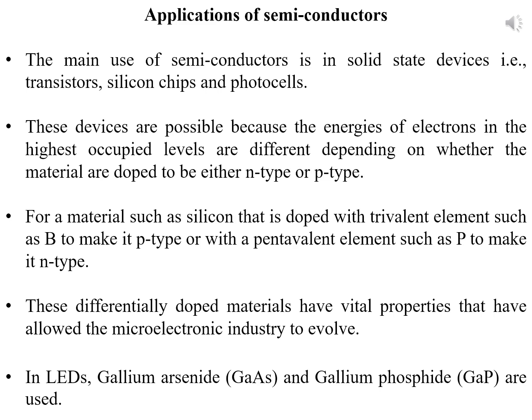In case of LEDs, we can take the example in which gallium arsenide or gallium phosphide are used. So here you can consider how you can modify these semiconductors by doping them with different materials, with n-type or p-type materials, and you can enhance their electrical properties.